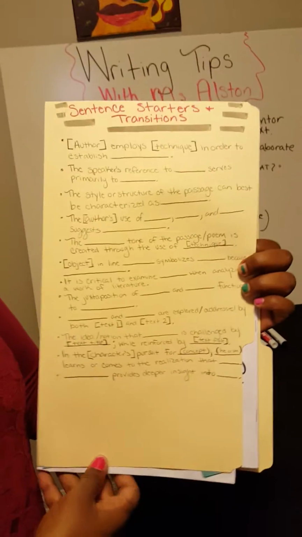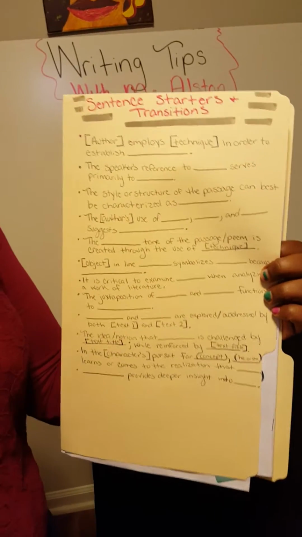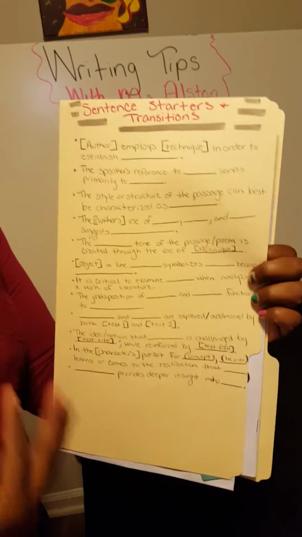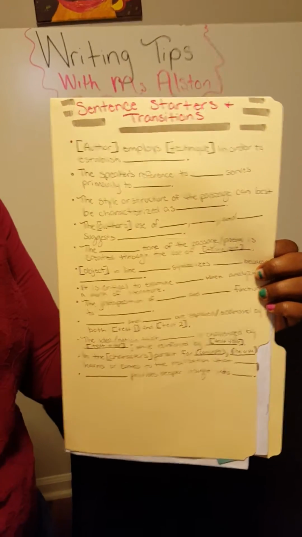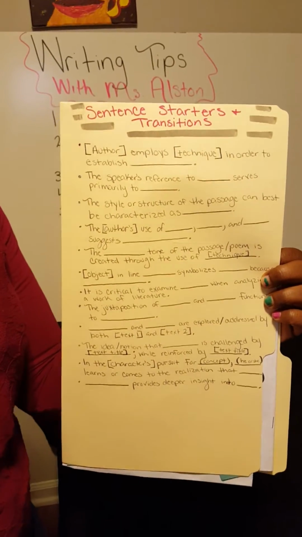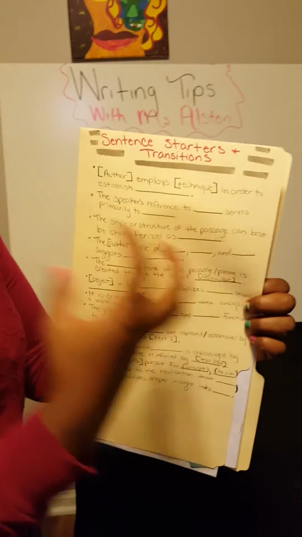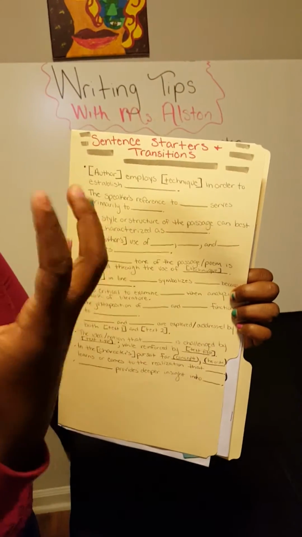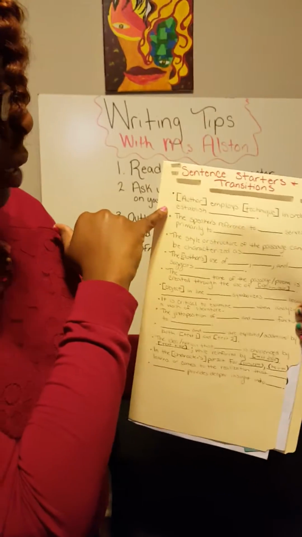On the other side, we have sentence starters and transitions. The way I come up with sentence starters and transitions is when I'm reading something and I go, oh my gosh, I really like how the author started that sentence, or even when I'm listening to something, I really like the way this person framed that or quoted that. I'll just use the very general sense of what they said. I'm not going to copy verbatim what they said. So here are just some sample ones.